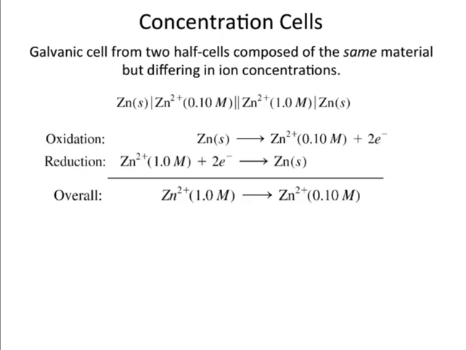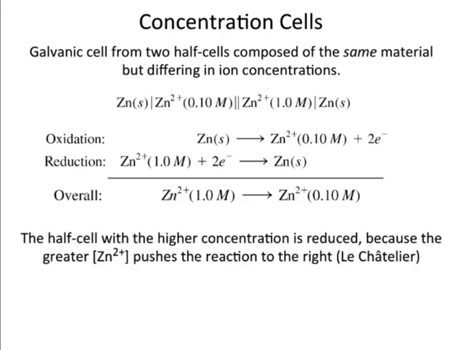and presumably the reaction will hit equilibrium when the concentrations are the same. Another way to think of this is that the half cell with the higher concentration is reduced, because the greater concentration of zinc will push this reaction to the right, just like Le Chatelier's principle tells us. So ultimately, two half cells that are the same, with different concentrations, wired up, give you a voltage.